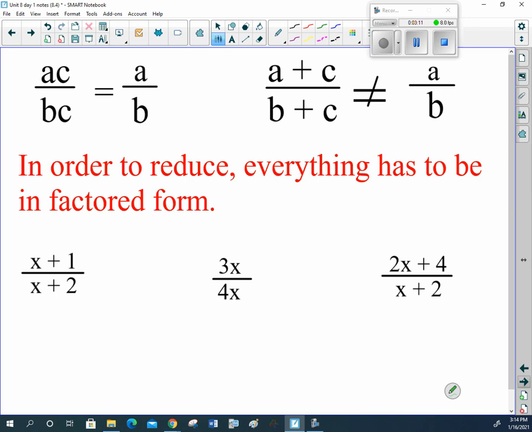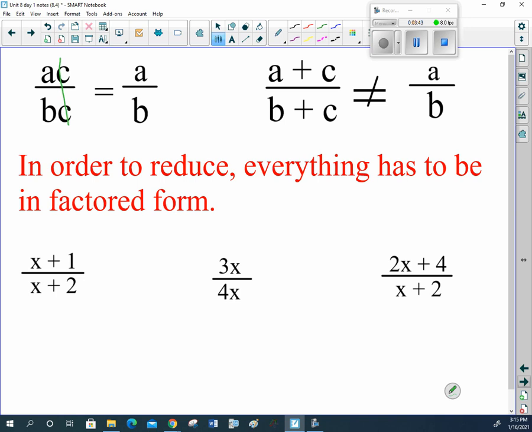Okay, here we go. So we're going to start into our rational expressions here. So first of all, we've got to talk about a rule and a very common mistake. And so we want to highlight why we can't do this. So first of all, on the left-hand side, we've got a times c divided by b times c. So most of us want to go ahead and just reduce c. C in the numerator, c in the denominator, that reduces to 1, so then you just have a over b.